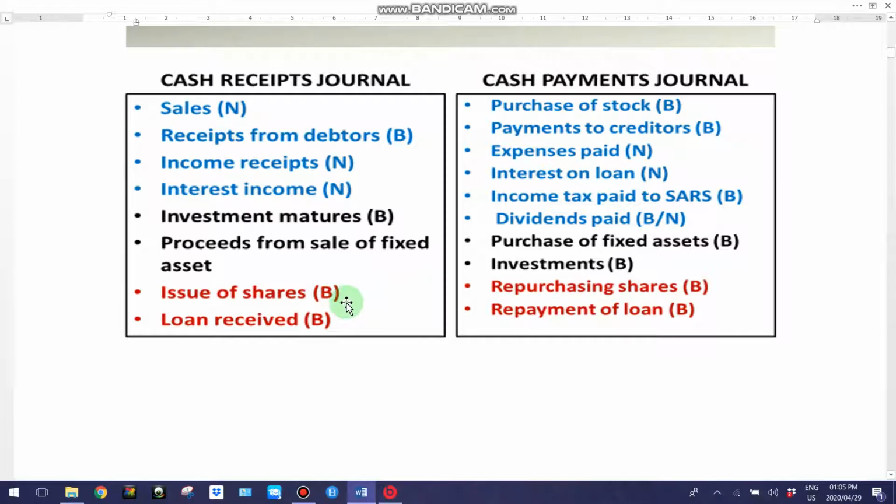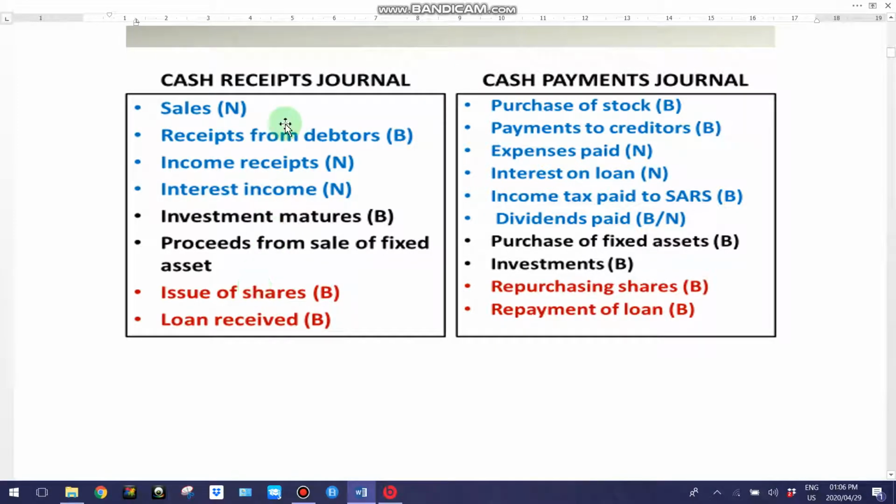When the company issues additional shares, obviously money is coming into the business; it's an increase to the ordinary share capital. Also, if you don't want to issue shares, you can decide that we're going to take out a loan, and if you receive that money from the financial institution that decided to lend it to you, it will be coming into the business. It would be an inflow of cash.